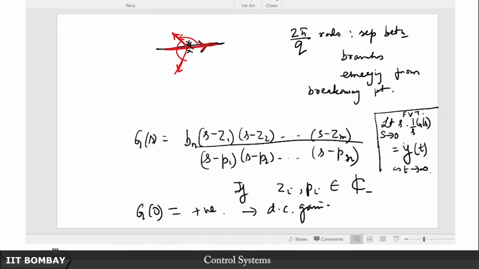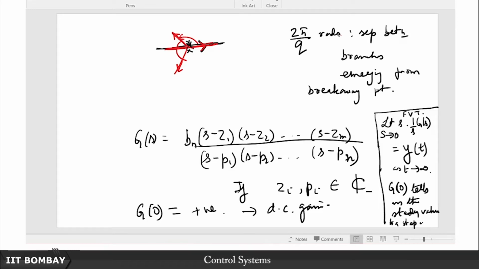Now obviously this s and s will cancel, so it is this g0 that is going to tell you the steady state value to a step input. Now obviously if you are applying a positive step, most systems that we can think of actually want you to also attain a positive step value.